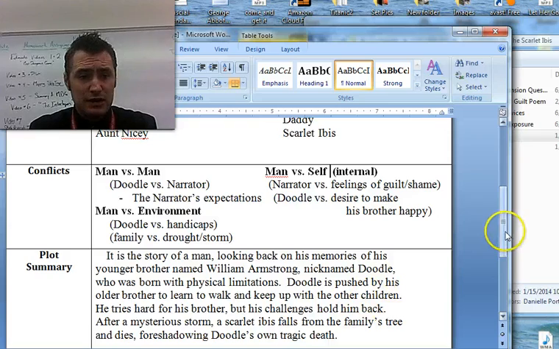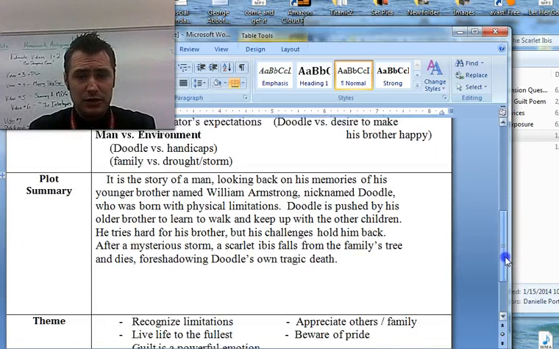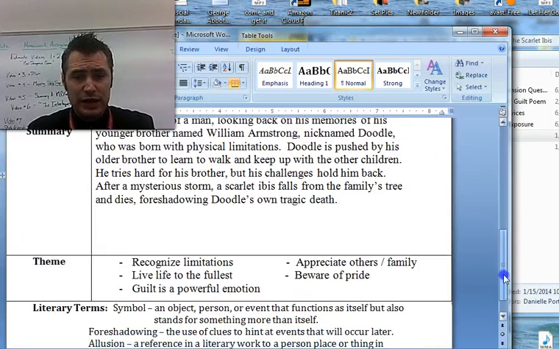So if you need to pause to continue copying the plot summary, you may do so. But I'm going to scroll down to themes here now.